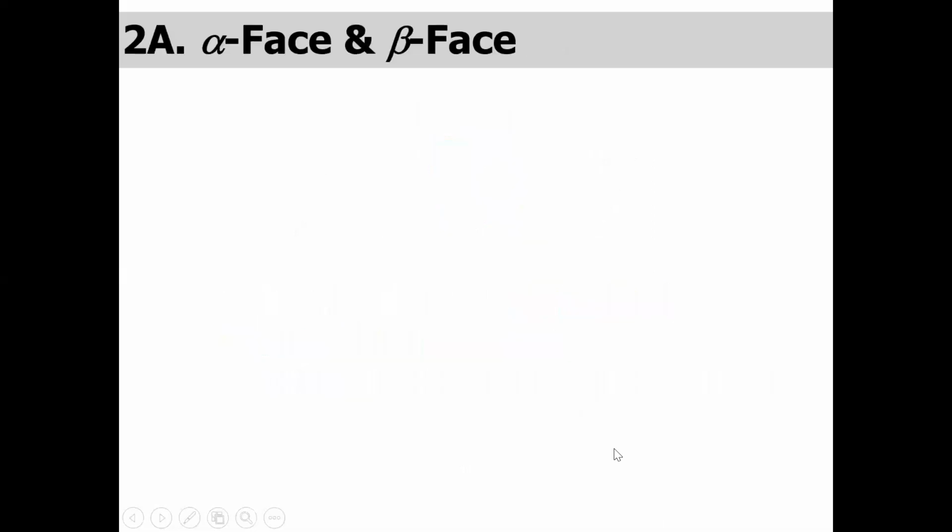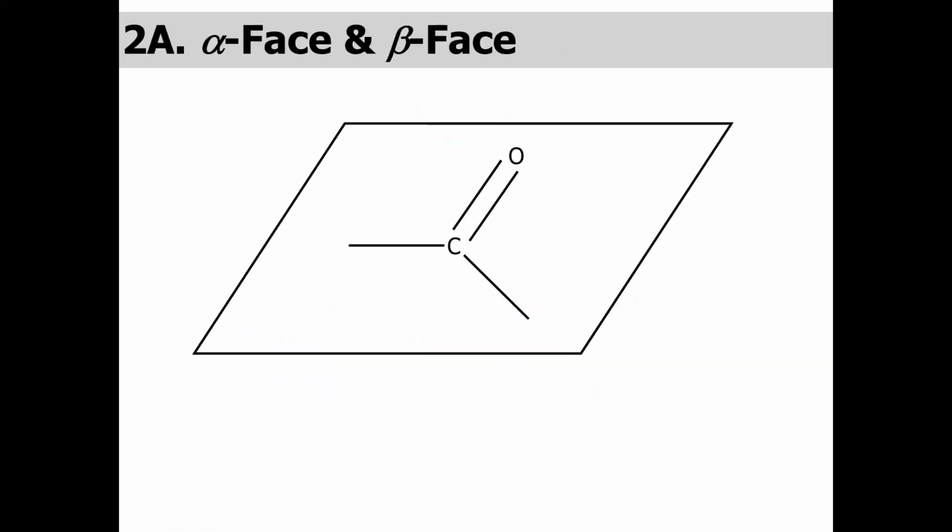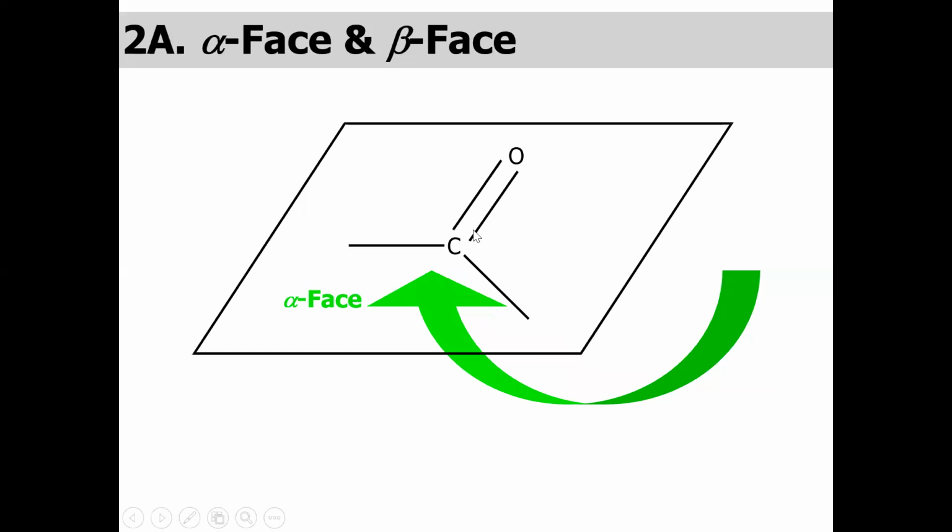Okay. Now, as we have already discussed in the previous slide, the carbonyl has a flat geometry, or is a planar molecule. So it gives birth to two faces. One is known as the alpha face and the other is known as the beta face. Now how can we distinguish between these two faces? Below the plane of this flat molecule is known as the alpha face, and above the plane of this carbonyl moiety is the beta face.